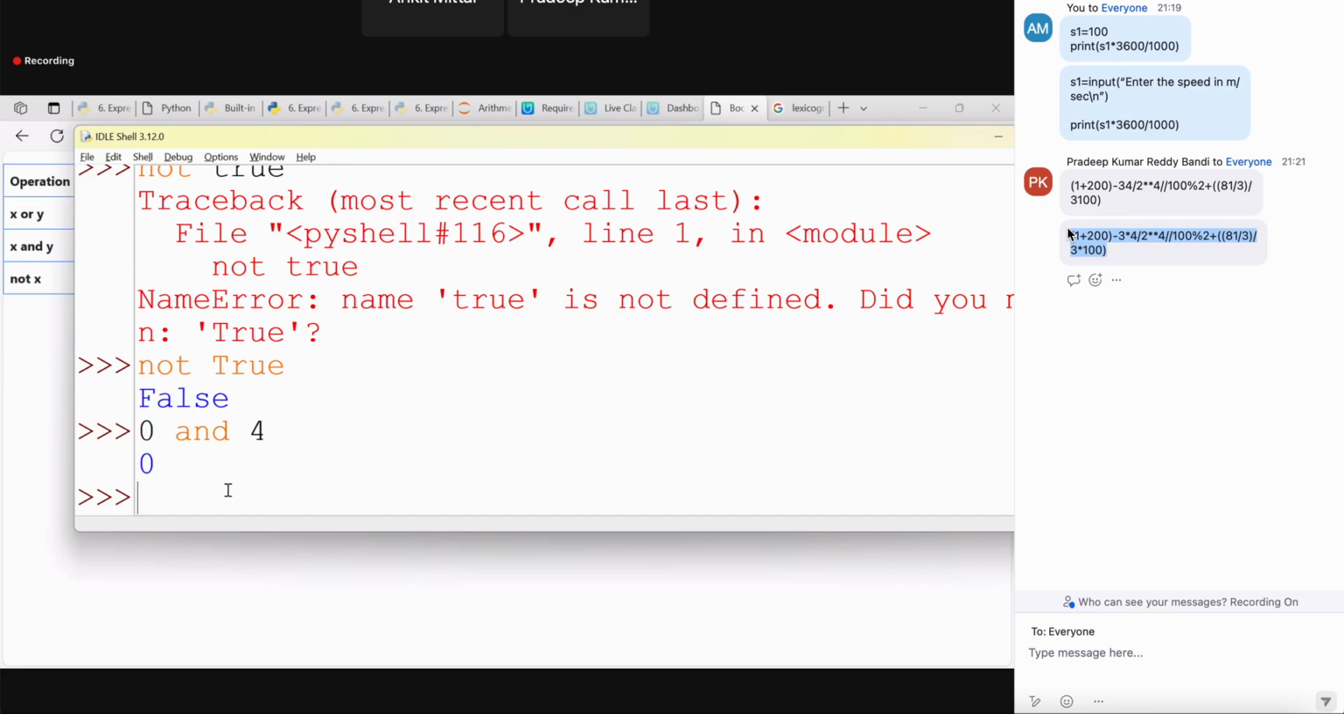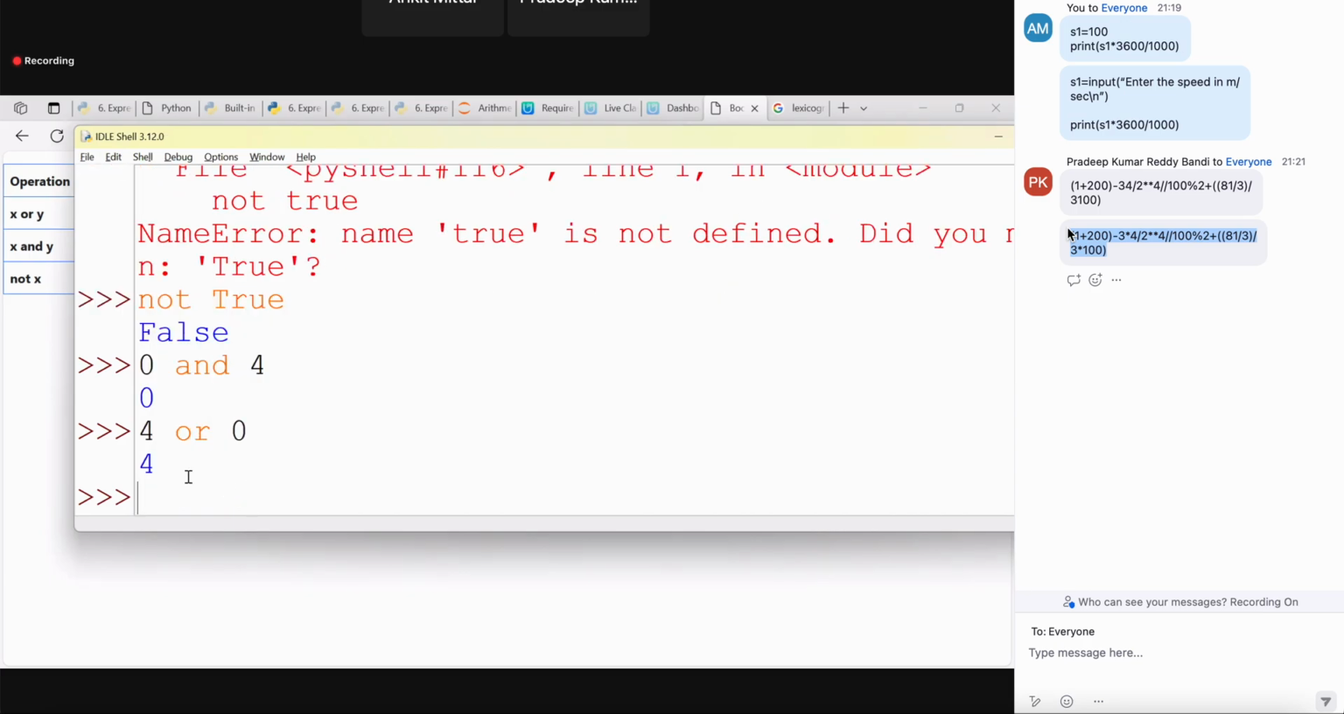Correct. And anything apart from false, the rest we will not bother. So and will give the output in terms of the actual arguments only. The only consideration is that you have to treat them as false and true cases. Okay. And now 4 or 0. What is the output for this?